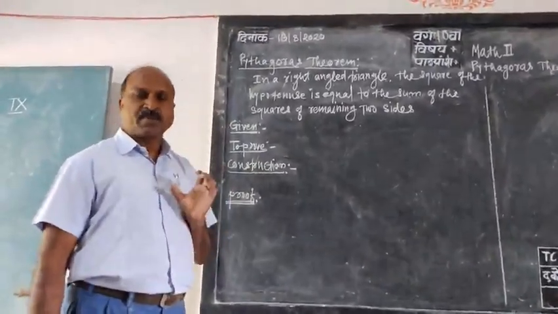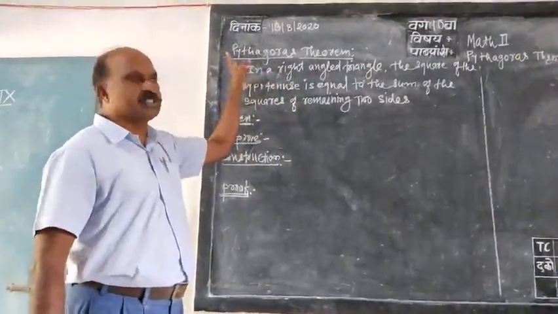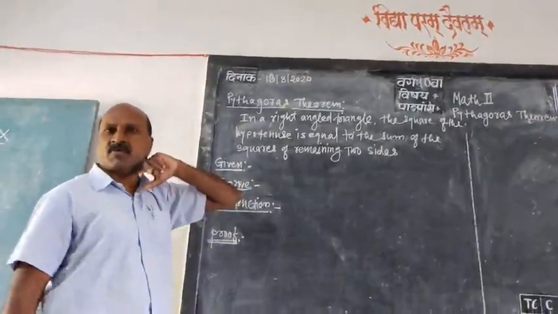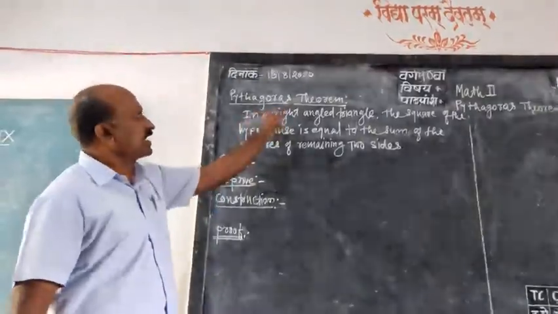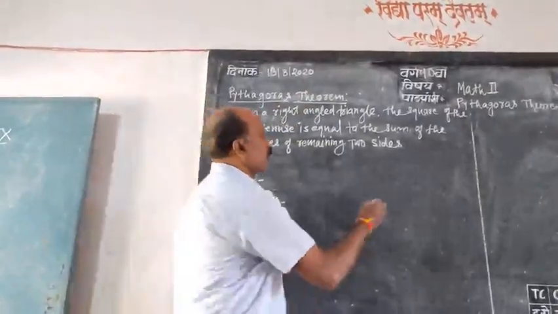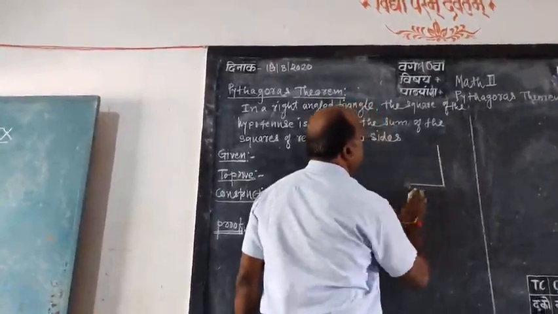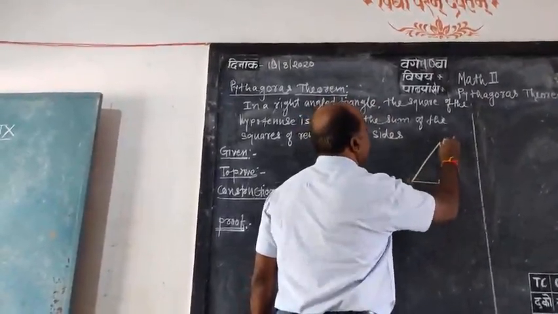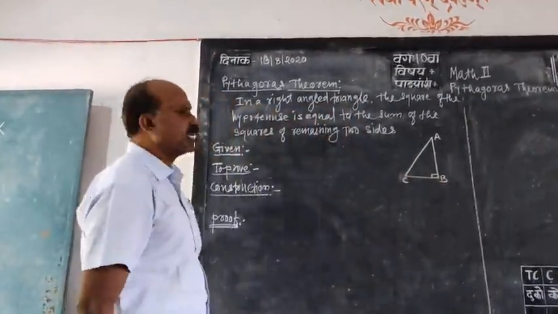But today we have to prove this theorem. It is a very important theorem from the examination point of view, always asked in the exam. So you have to prepare very well. Listen very carefully. First of all, you have to draw a right angle triangle. This is a right angle triangle ABC.